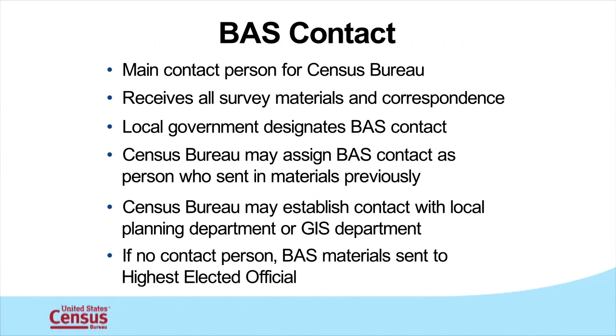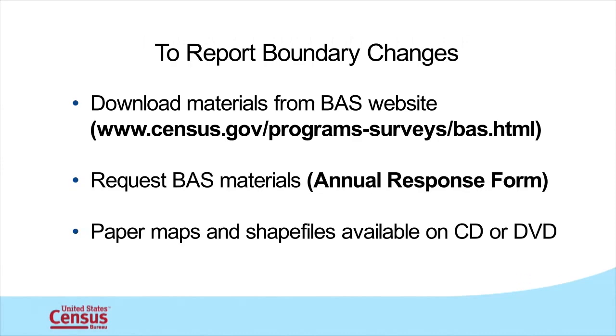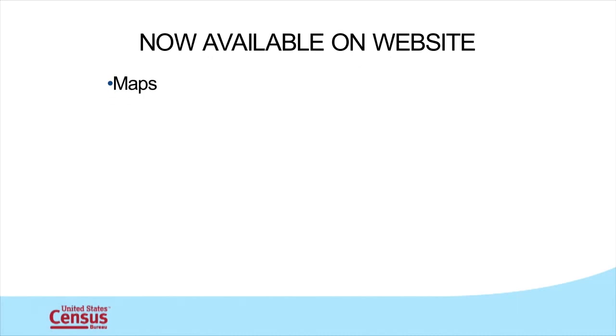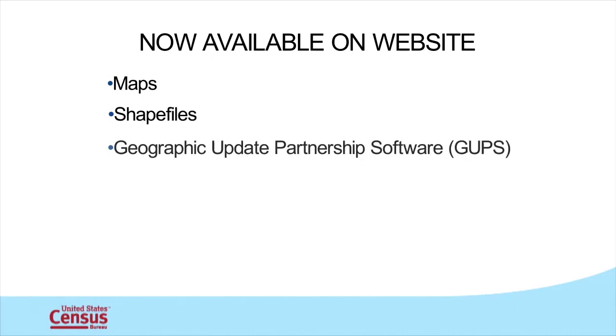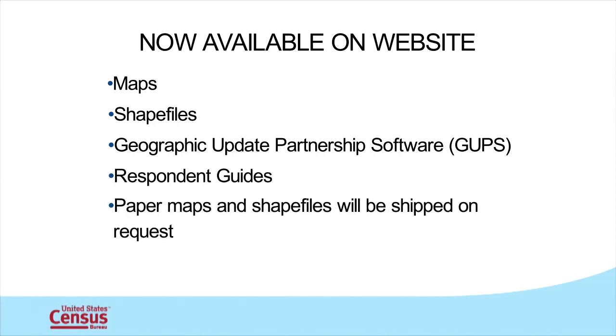The BAS begins every year in the early winter, when BAS contacts receive the annual response letter and forms. Respondents who wish to report boundary changes, boundary corrections, or feature updates may download materials from the BAS website or request BAS materials by mail. BAS maps, shapefiles, the Geographic Update Partnership software, and all respondent guides are available for download. The Census Bureau will only ship paper maps and shapefiles on CD or DVD upon request.